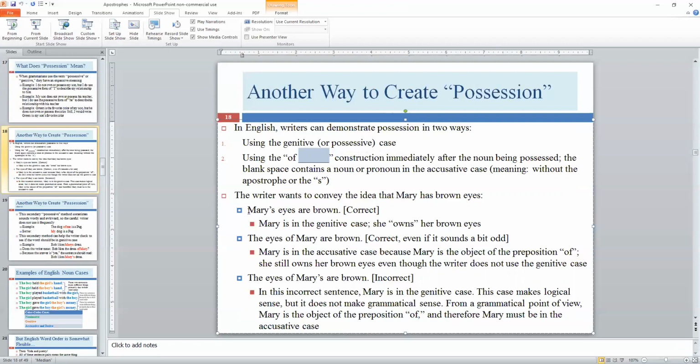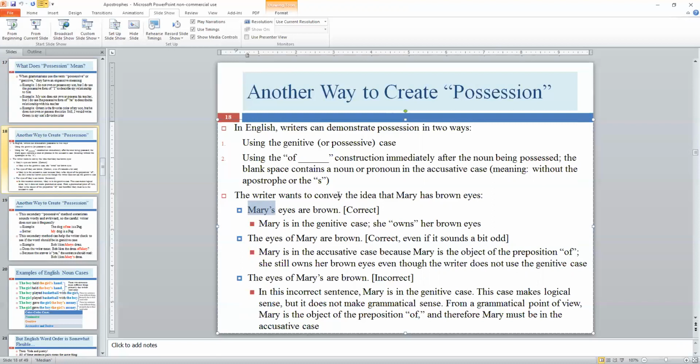Here's an example. Mary's eyes are brown. When we use Mary's, we're using the genitive case, so we're going to add to the end of Mary apostrophe s, and of course she possesses or she owns her eyes, so the Mary's in possessive case because of her relationship to eyes. But we can also say it this way: the eyes of Mary are brown. This phrase of Mary performs the same function that the word Mary's above performs.